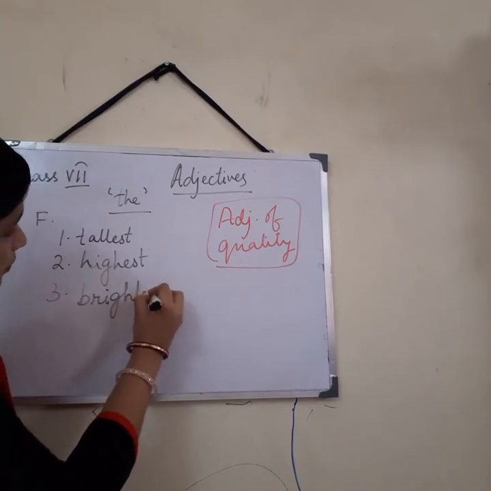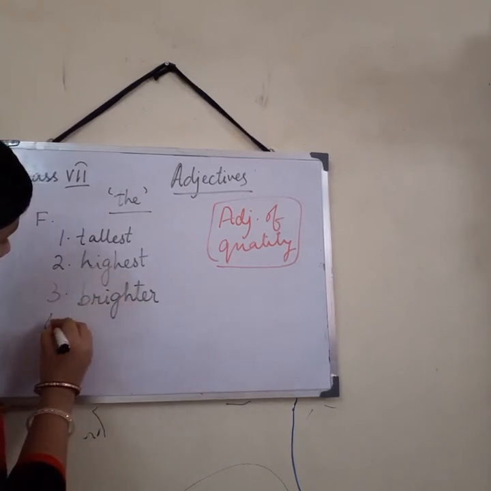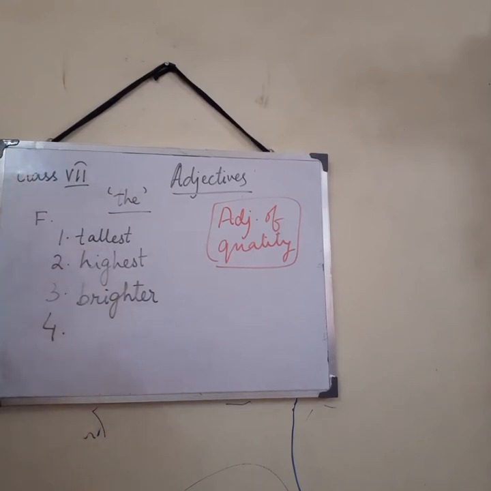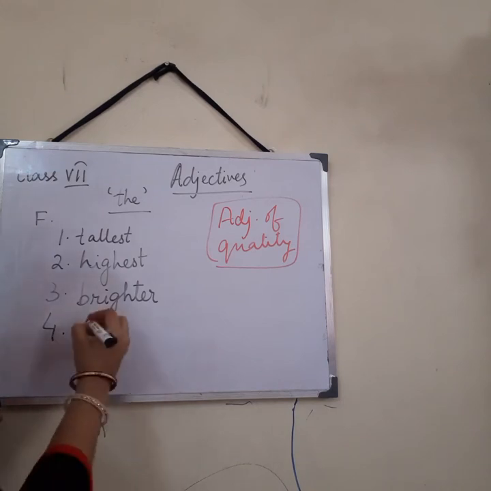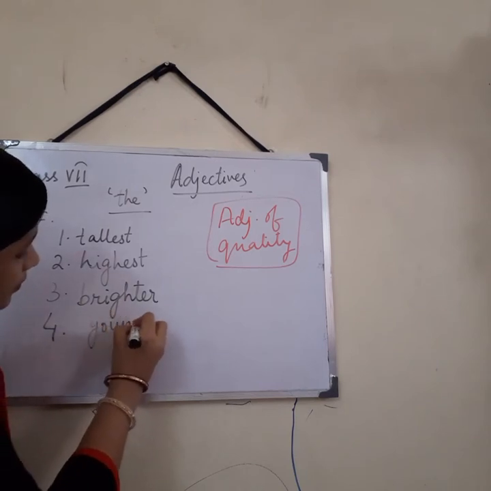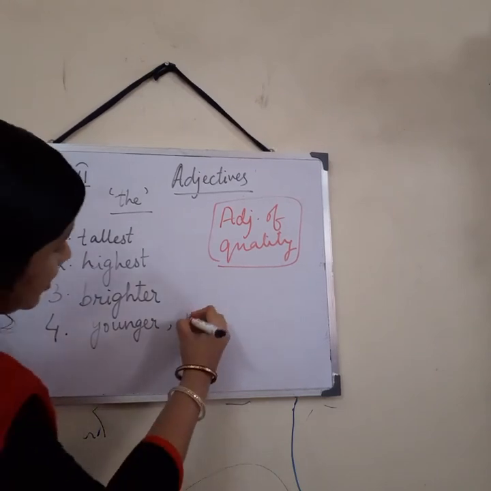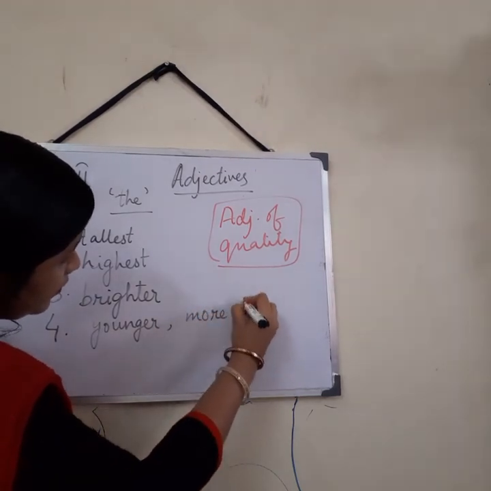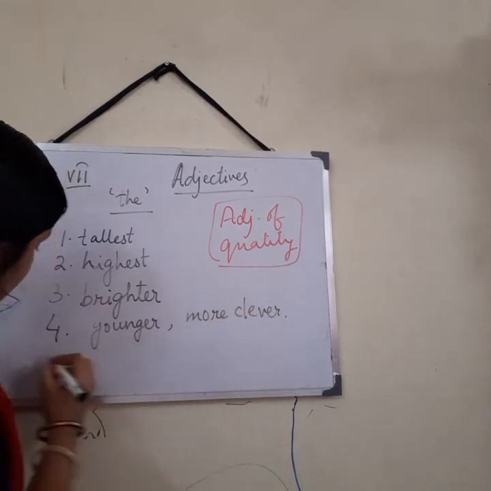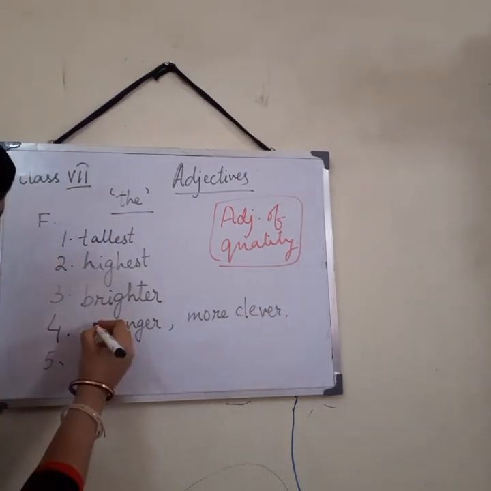Number 4, though he is dash, Ramu is dash than his elder brother. So the first part, there is no comparison implied, but in the second part there is a comparison implied. So you can just write, though he is younger, Ramu is more clever than his elder brother. Comparison between two things, and so we are using the comparative degree.